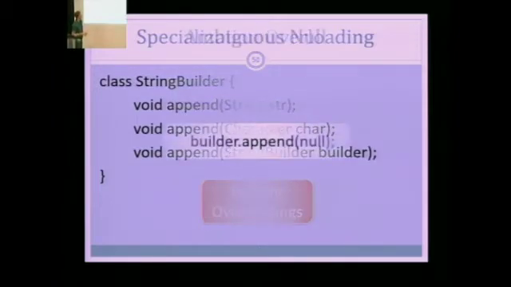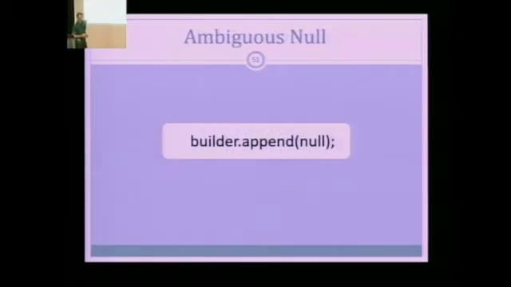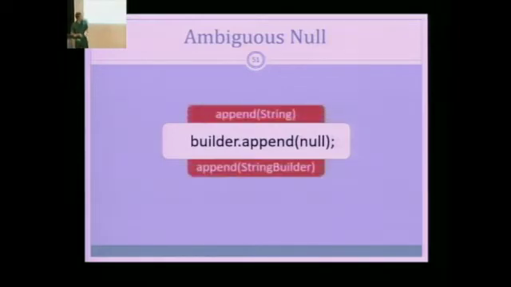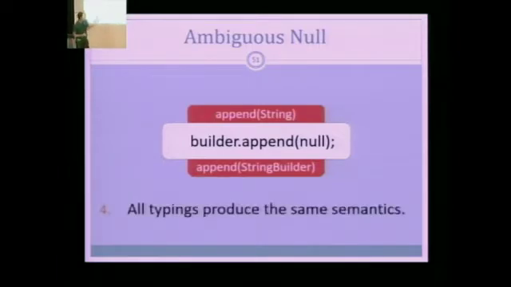But what about appending null? Well, null could be viewed as a string, or null can be viewed as a string builder, for example. So if I append null, there are two different ways to dispatch to this. And again, this null might appear at runtime and be dynamically type checked, and we don't have the static type information available to figure out which overloading was intended by the programmer. And so we have to remember that we said earlier we need all typings to produce the same semantics.